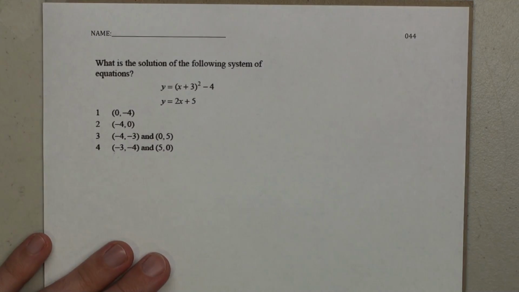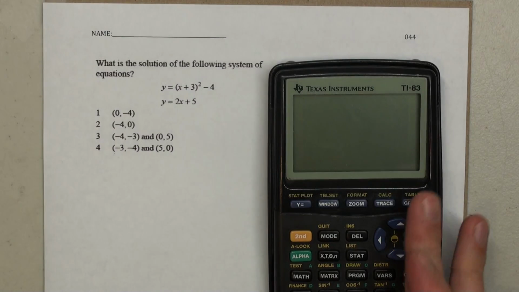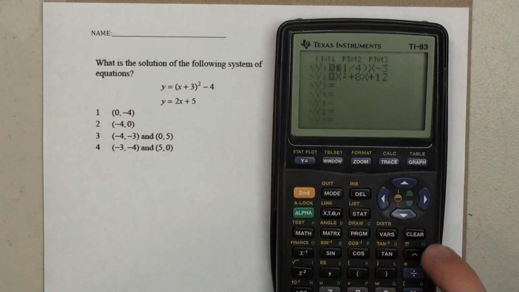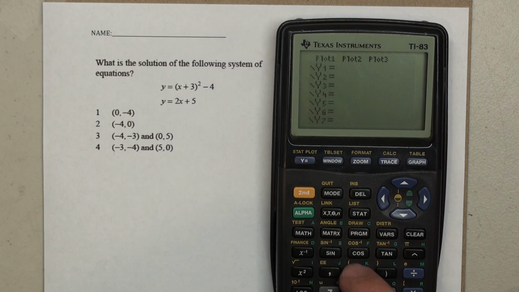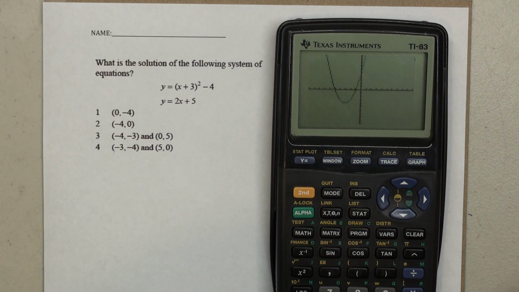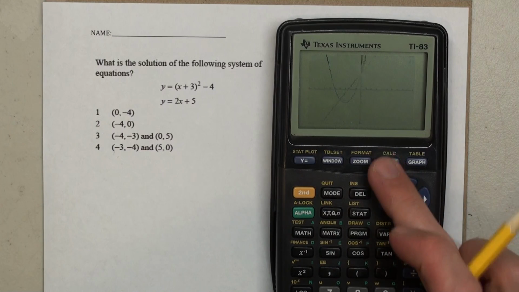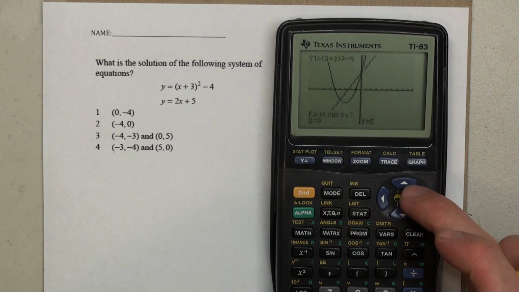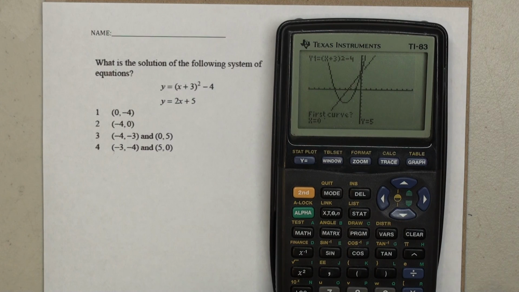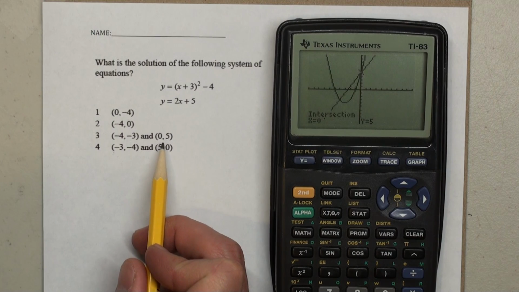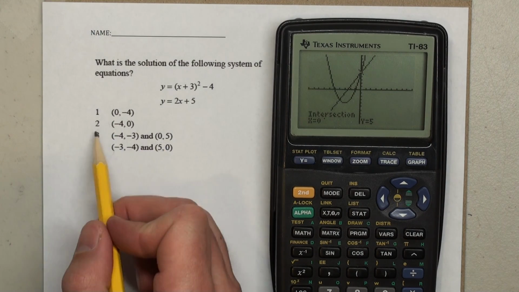What is the solution to the following system of equations? Watch this. We got x plus 3 squared minus 4, and we got 2x plus 5. So we have two solutions, right? Second, calculate, intersect. Let's start with the one on the right since it's already there. Enter, enter, enter. 0, 5. So the only choice is choice 3.